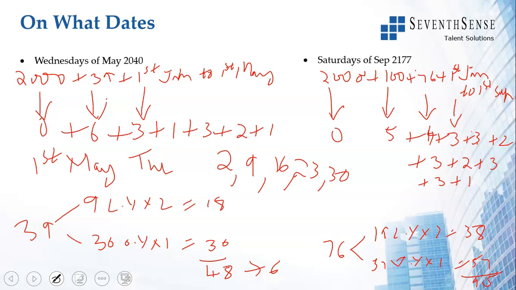If 1st September is Monday, I have 6th September as Saturday. 6, 13, 20 and 27 will be the Saturdays of September 2177.